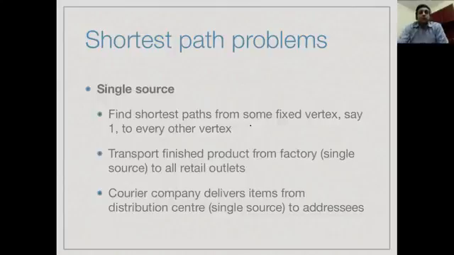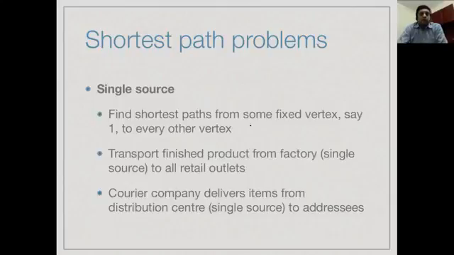So we can ask two types of questions regarding shortest paths. One is the so-called single source problem. In the single source shortest path problem, we have a designated place from where we start all our paths, and we want to find the shortest distance to every other place. Now this has very natural applications.